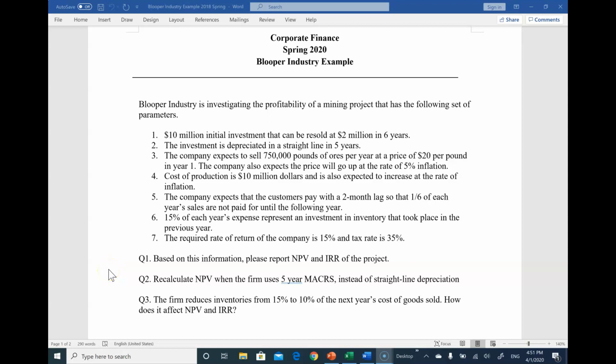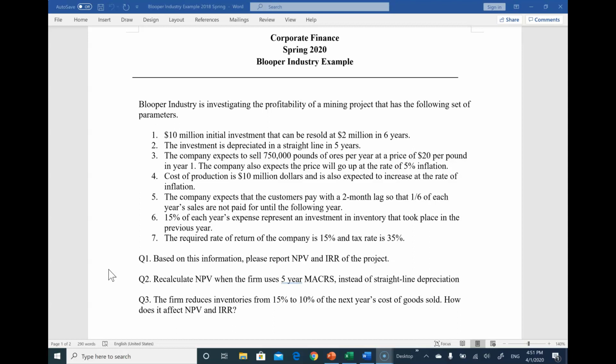Welcome to the third video of Chapter 9. In this video, we will go over the Blooper industry example. This is the most comprehensive example of discounted cash flow model in this chapter.